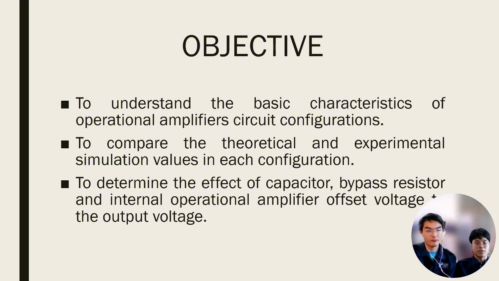The first one is to understand the basic characteristics of operational amplifier circuits or configurations. The second one is to compare the theoretical and the experimental values in each configuration. The last one is to determine the effect of the capacitor, bypass resistor, and internal operational amplifier offset voltage on the output voltage. I am covering the first two experiments, which are the inverting and non-inverting amplifiers, while my buddy will cover the remaining three experiments, which are the summing, differentiator, and integrator amplifiers.